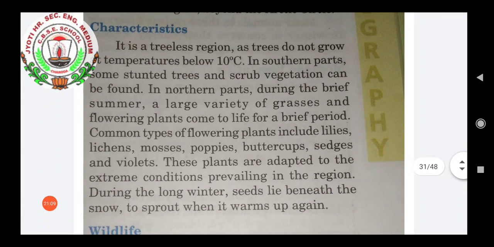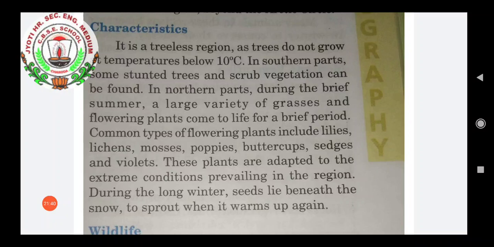A few characteristics of this region: first of all, it is a treeless region. Why? Because most of the time there is snow and ice there. So because of that, it is not possible for any tree to grow there. Now these trees do not grow. Why? Because of the ice, as the temperature is always below 10 degrees centigrade.